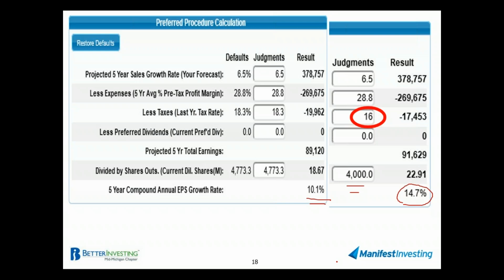No, I believe it 100%. I use the preferred procedure on a regular basis. I think my way through it, and that's not to say that there aren't times when I accept the default values.